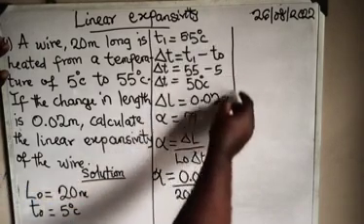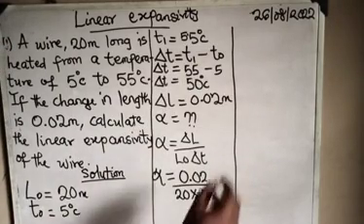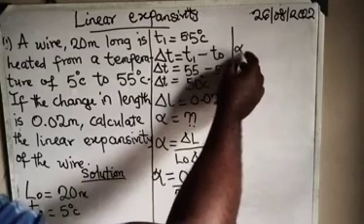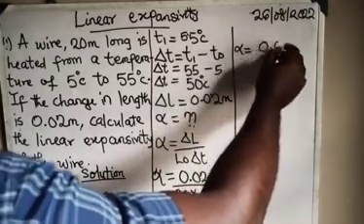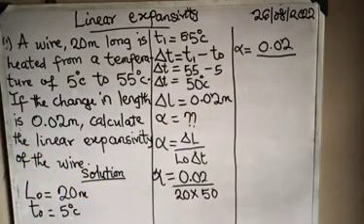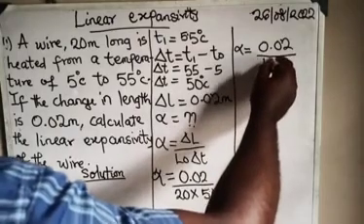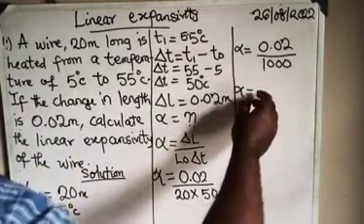Permit me to solve here. And that will be alpha is equals to what? 0.02 all divided by 20 times 50 will give us what? 1000. Now divide 0.02 by 1000.